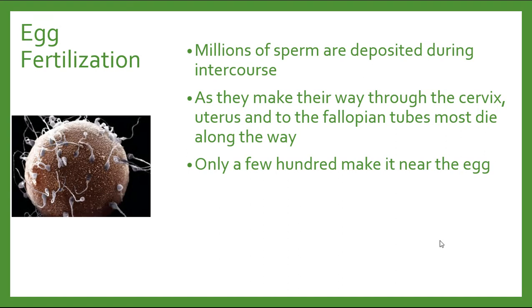So this is a very perilous journey, so they have to be able to survive all the way through the vagina, through the cervix, through the uterus to the fallopian tube, where it'll eventually reach the egg cell if it's lucky, but most of these sperm cells will die along the way. Only a few hundred will make it anywhere close to the egg cell, and of course, only one will go on to actually fertilise the egg itself.